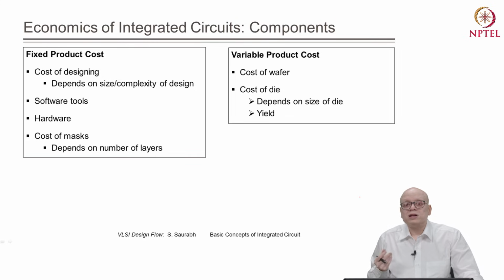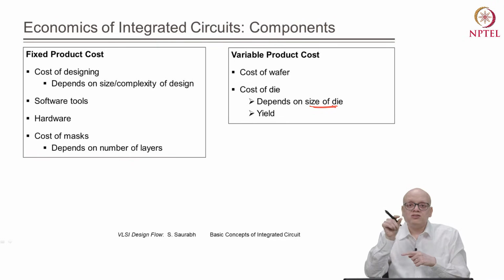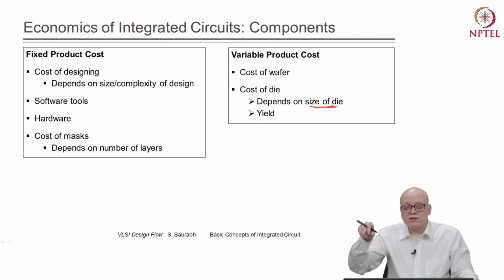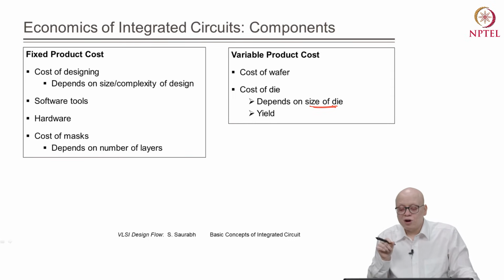And the cost of the die depends on the area or the size of the die. If you have a small die, then on a given wafer you can have many of those small chips, right? But if you have a larger area, then on the same wafer you will have fewer dies. And therefore the size of the die will impact the cost of the die, and that is a variable cost. Depending on the volume of dies or chips produced, you will incur more cost or less cost, right?